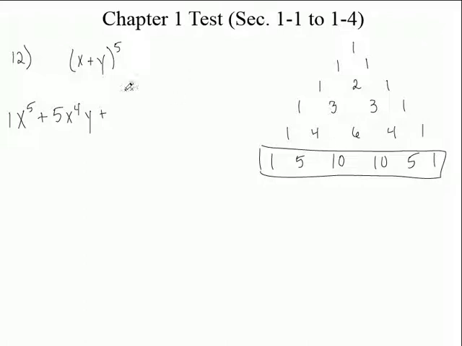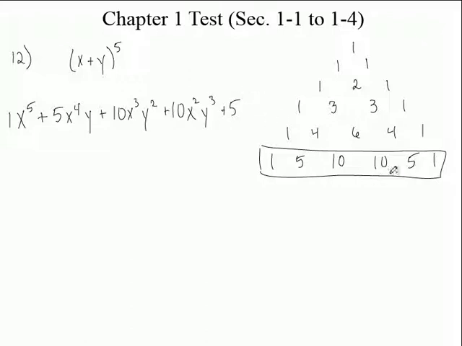The next one is a 10, so it's plus 10. What happens to the x? That goes down by 1, and then the y's go up by 1. This is y to the 1st, so that becomes a y to the 2nd. Next coefficient is a 10, so put a plus 10 here. The x's go down, so that's going to be x squared, and the y's go up. That's going to be y cubed. Then we've got a 5.